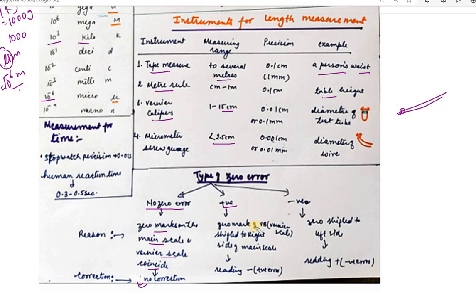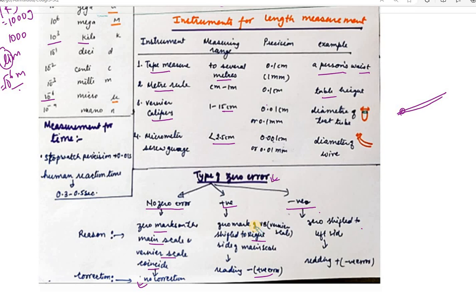Positive zero error means the zero mark of the vernier scale is shifted to the right-hand side of the main scale. Since we are getting an extra reading, we have to subtract it from our reading. In the negative zero error, what happens? The zero is shifted to the left-hand side, so from the reading you have to subtract it as well. These are the things for revision. You should know all these points.